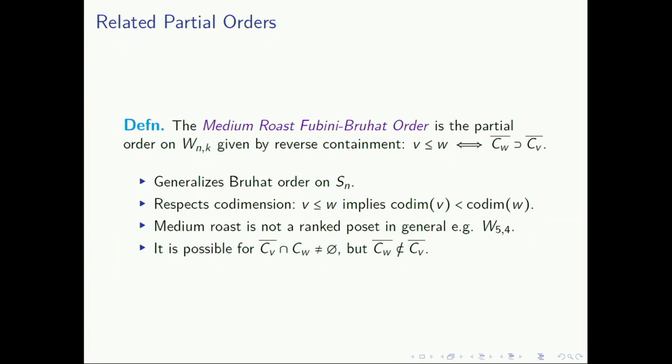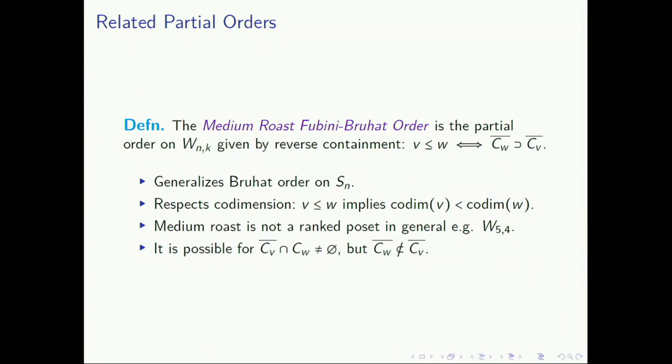All right, and then how do you get the medium roast? The medium roast partial order, or medium roast Fubini-Bruhat order for its formal name, is just the exact analog of Bruhat order, defined by V is less than or equal to W if and only if the Pawlowski-Rhodes variety corresponding to... oh no, I switched both. That should say that C sub V closure contains C sub W closure. I shouldn't have reversed both the inclusion. Sorry about that, I'll fix that. Once you have this reverse inclusion, it clearly generalizes the Bruhat order.